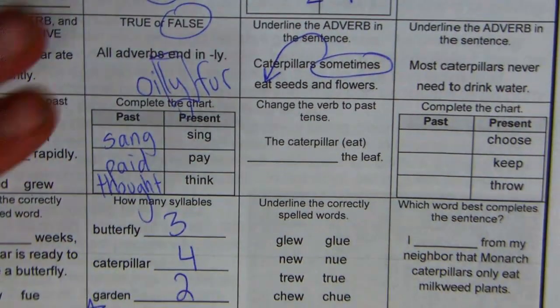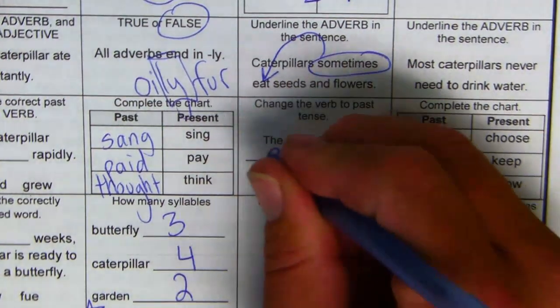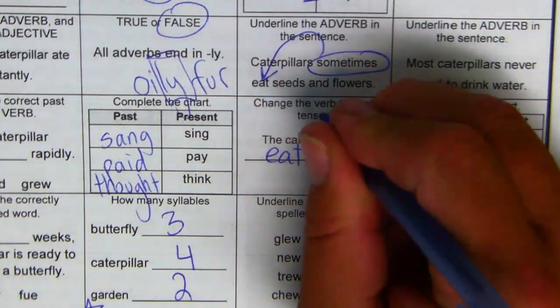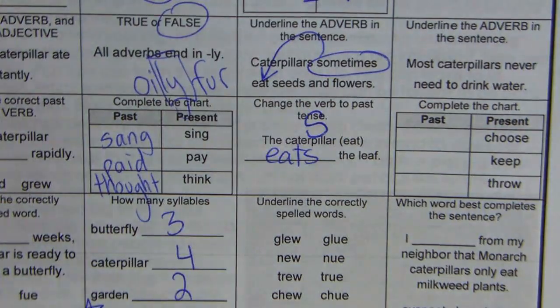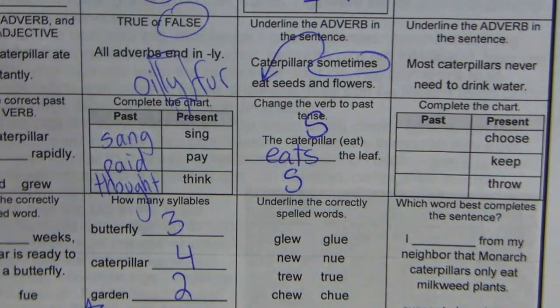Change the verb to past tense. The caterpillar eats the leaf. Eats the leaf. This is called subject-verb agreement. Caterpillar is singular, so you have to put it with the singular verb with an S at the end.